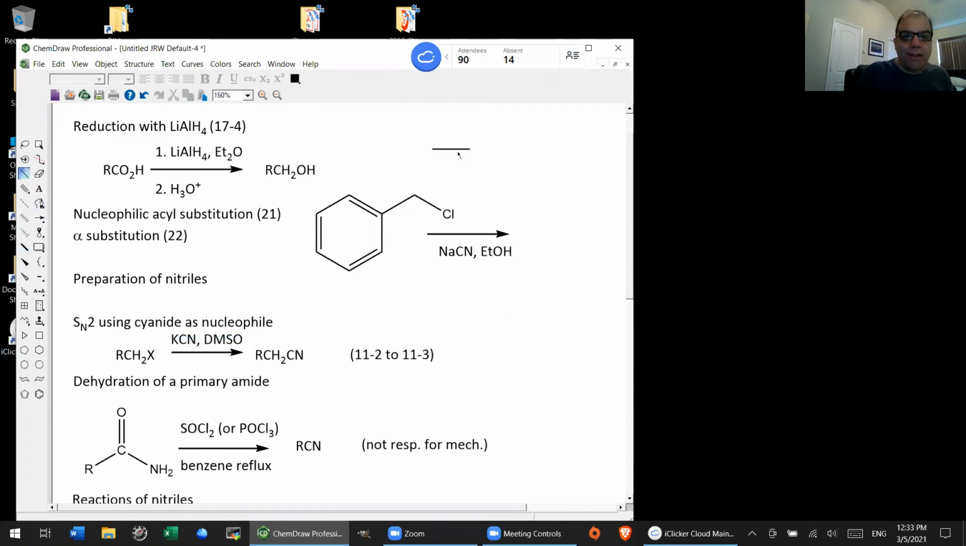Well, I don't think this mechanism is at all mysterious at this point. Here's your cyanide ion. Again, remember, with the cyanide ion, it's the carbon that's the nucleophilic atom, right? It's a carbanion. But nothing mysterious here. That will attack your primary alkyl halide at the carbon bearing the halogen. It'll kick out the leaving group.